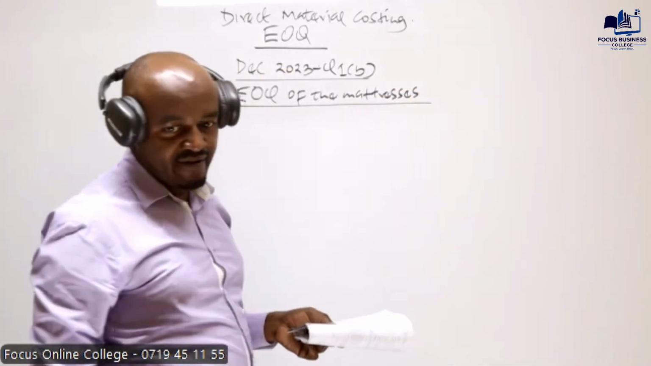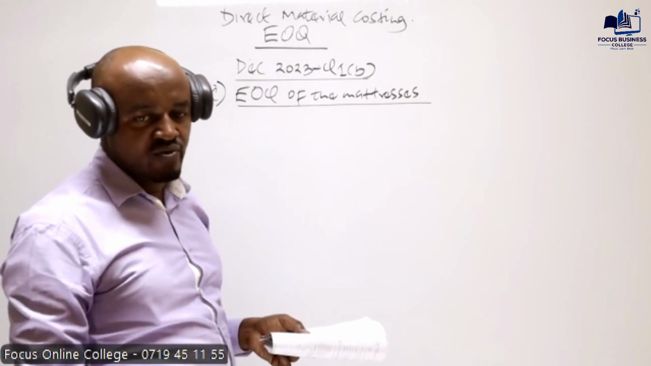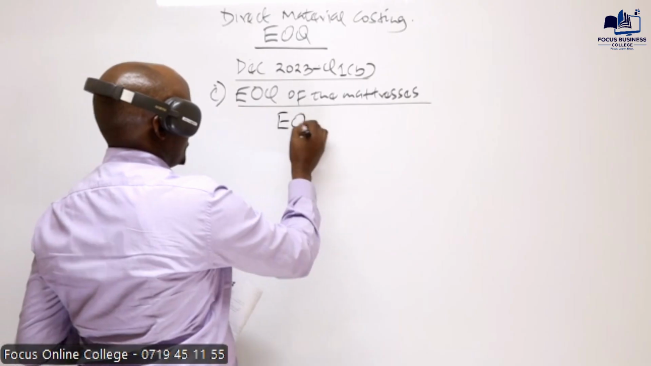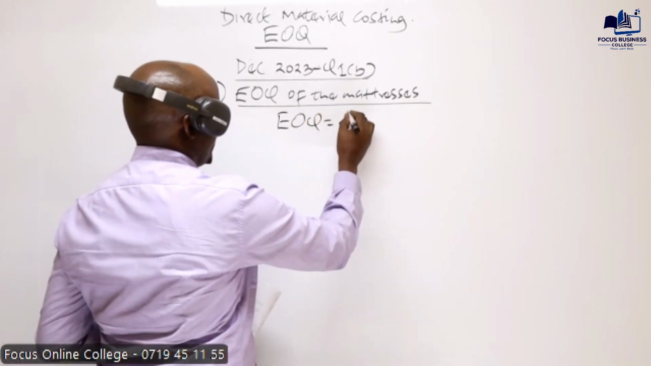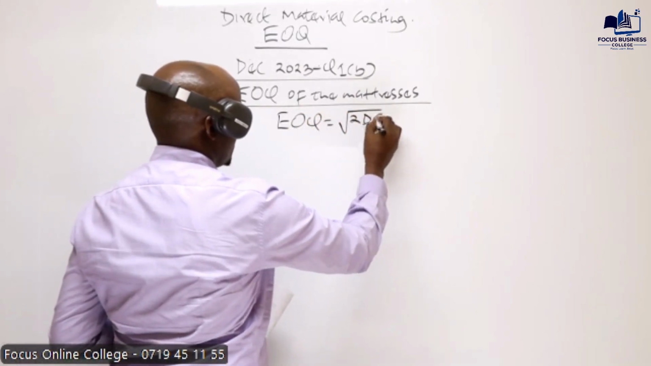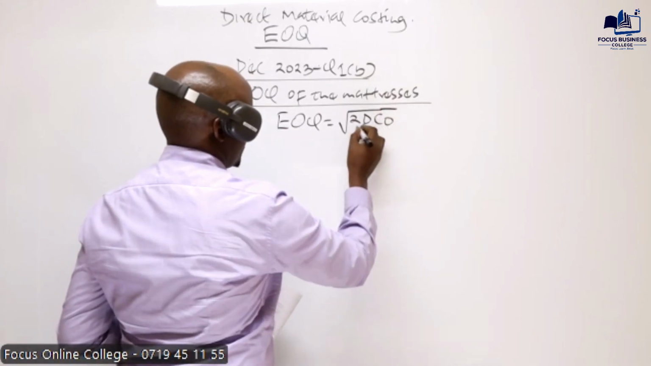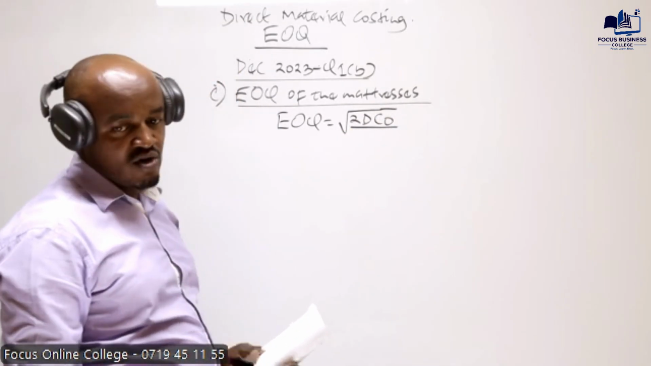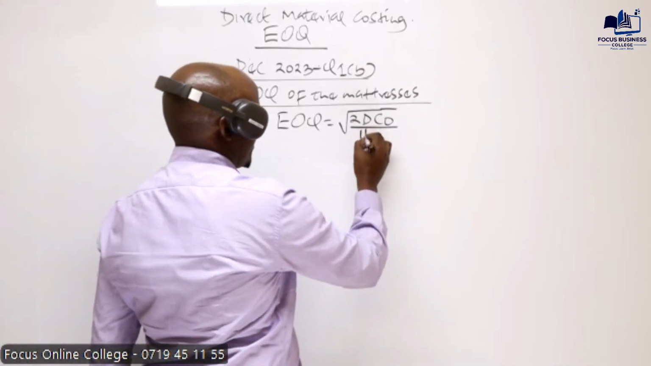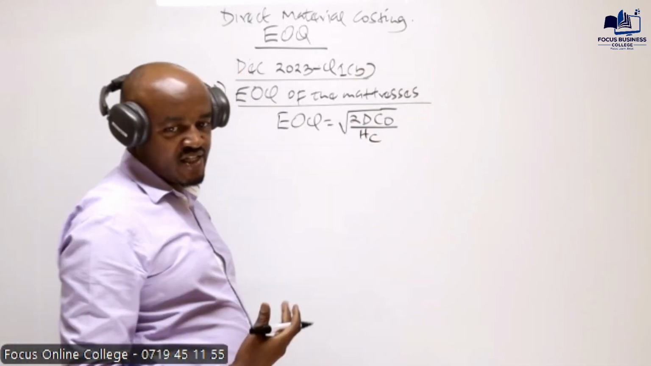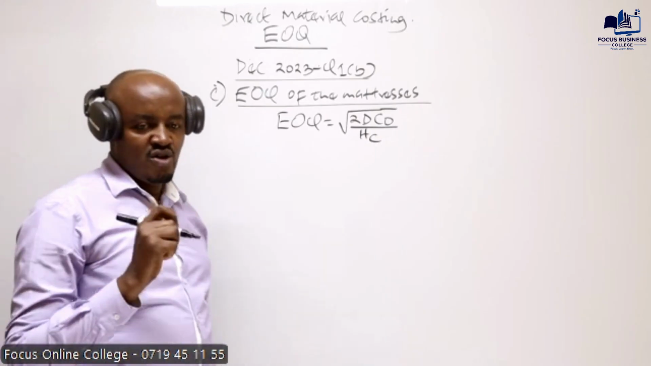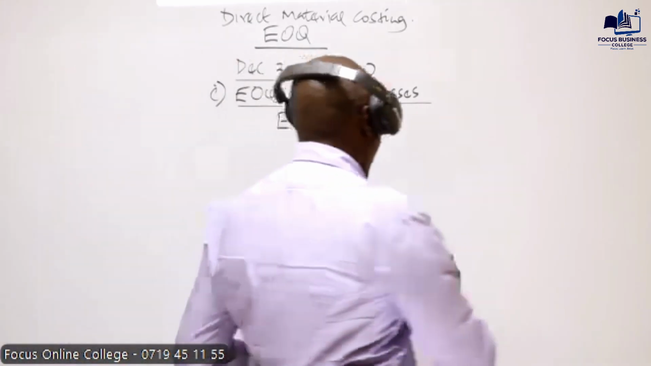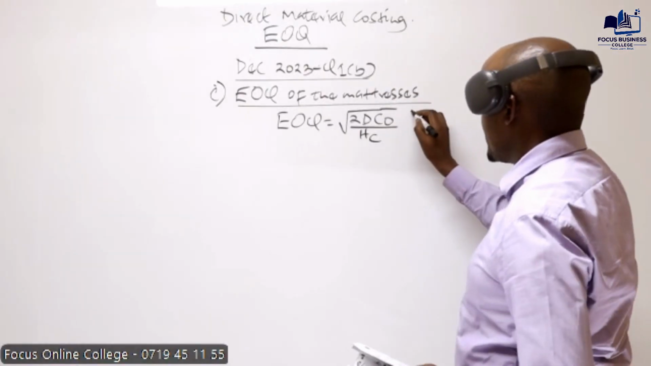So the first thing we need to recall here is how we compute the EOQ. To compute the economic order quantity, we take the square root of 2DC naught, that is 2 multiplied by the annual demand, multiplied by the ordering cost per order, and divided by the HC. HC is the holding cost or the carrying cost per unit. Now, do we have these values here?